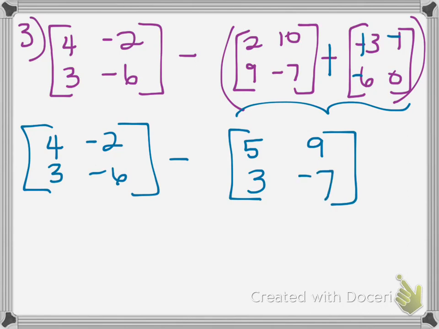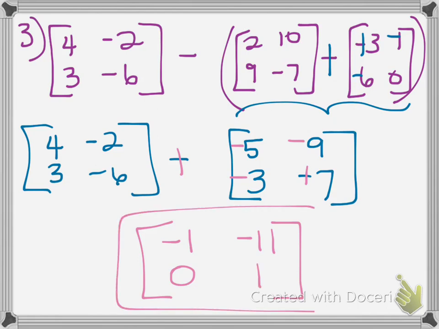Now, if you notice, I do have another subtraction problem. So we're going to go ahead and add the opposite for all of those, so that way we can get our final answer. So I have 4 plus -5, which is -1. Negative 2 plus negative 9, which is negative 11. 3 plus negative 3 is 0. And negative 6 plus 7 is 1. And now I have completed that problem.